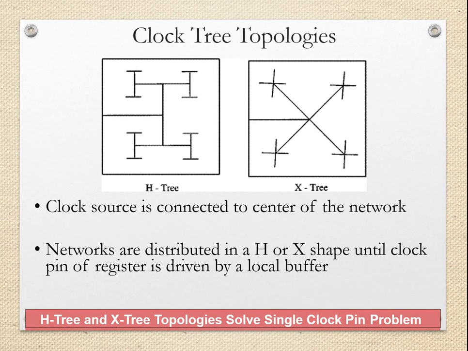The first structure is the H tree. If you start from the middle and go to any corner of the chip, the path length traveled is equalized. The clock source is connected to the center of the network, and the networks are distributed in an H or X shape until the clock pin of a register is driven by a local buffer. So H tree and X tree topologies solve the single clock pin problem.